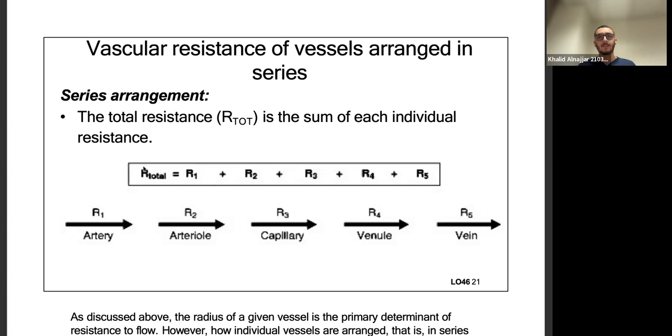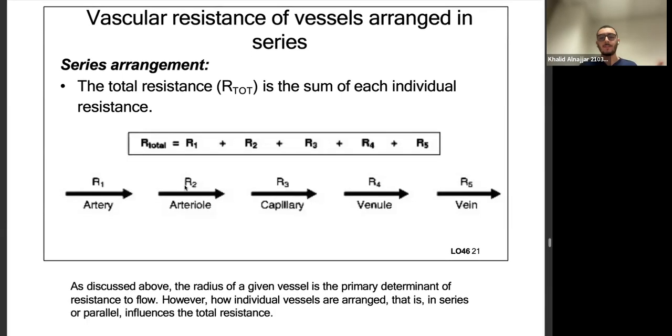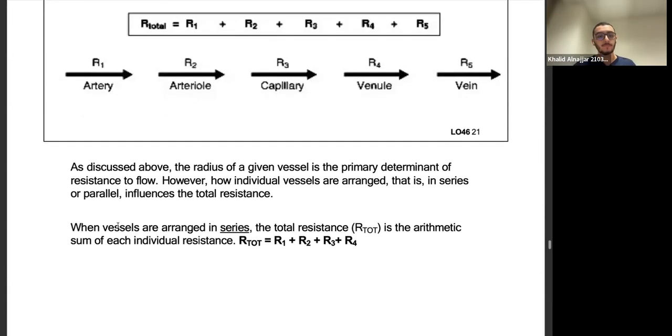I know this sounds simple, but when I explain the parallel, you will understand what I mean. You can see here, R1 is the artery, R2 are the arterioles, R3 are the capillaries, and each one of them is going to a set of, let me say, an organ or a system in total. If you remove one of them, the whole series will be disrupted. Kind of like physics, I'm not joking. When vessels are arranged in series, the total resistance is calculated by this equation.